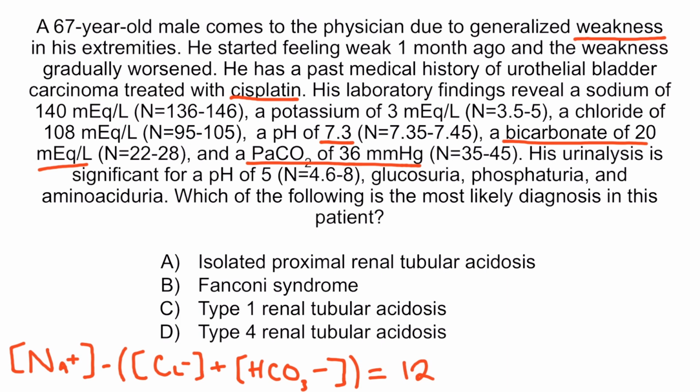We also know that cisplatin is a known cause for type 2 RTA, specifically Fanconi syndrome. Therefore, the correct answer is either option A or B. So how do we differentiate isolated proximal RTA from Fanconi syndrome? Let's recall that Fanconi syndrome is a generalized proximal convoluted tubule reabsorption defect resulting in glucosuria, phosphaturia, and aminoaciduria. All of these findings are present in this patient, so the correct answer is B, Fanconi syndrome.